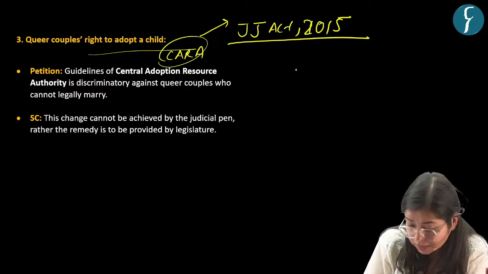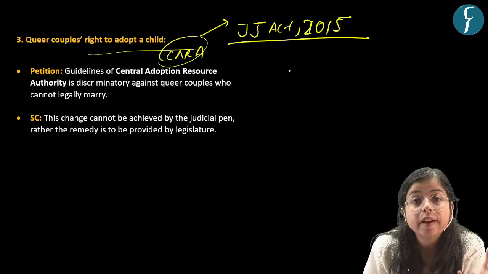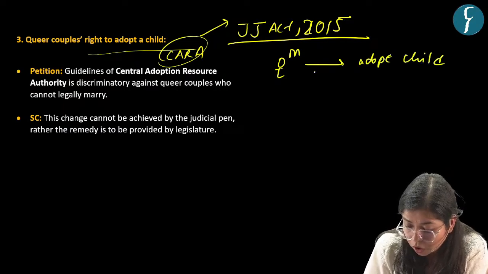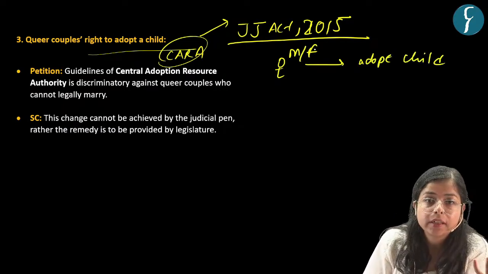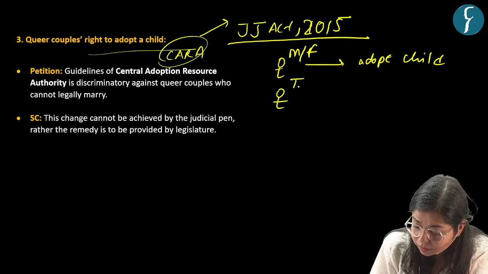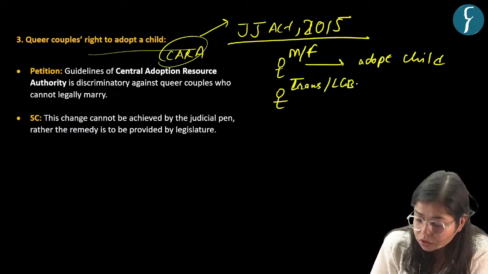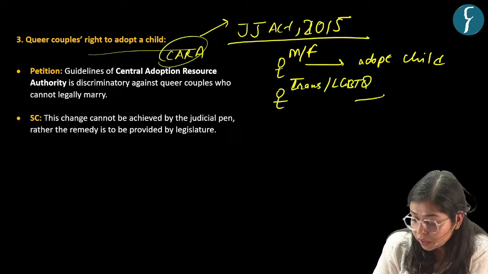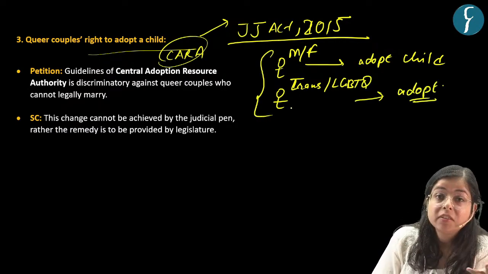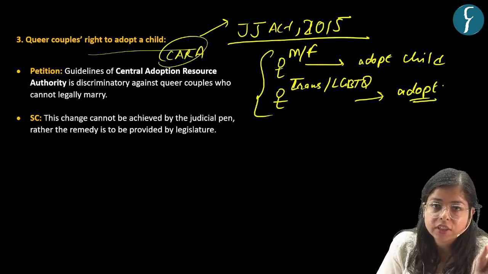Now under this, what happens is that CARA has given the right to adopt a child to a single male. Say, a single male can adopt a child, or a single female can adopt a child. And CARA has also given this right to adopt a child to a trans person, we can say the LGBTQ community can also adopt a child. And now these are individuals, a single male, female, or transgender.